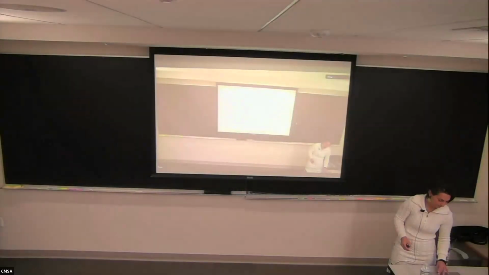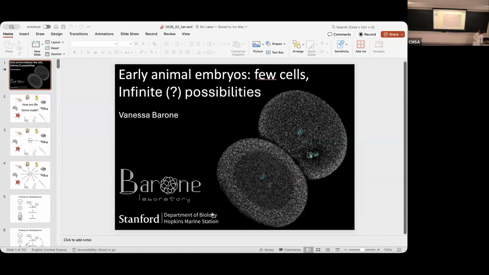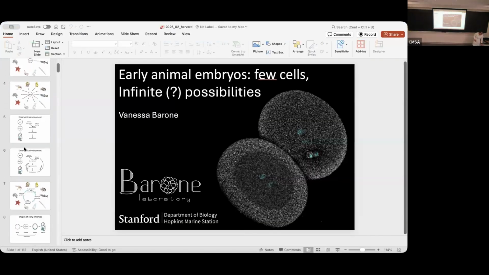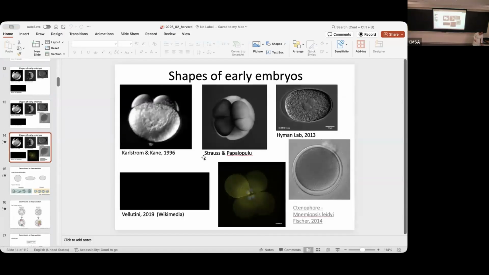So is the gradual loss of synchrony always correlated with the number of divisions across? Okay, so let me see if I can start this again from there. I'm gonna get there in a second.